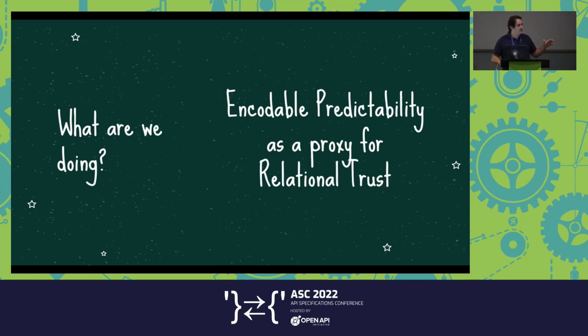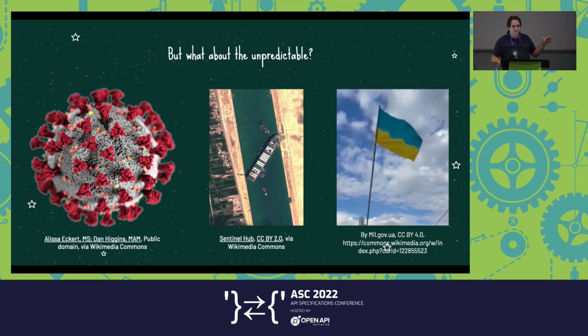Obviously, you need predictability. Of course, the world is not predictable. This is just a random sample of events from the last 3 years. I don't think anyone could have predicted them a month or two before they happened, certainly not 6 months. And each one of these had major effects on the APIs that we produce, right?